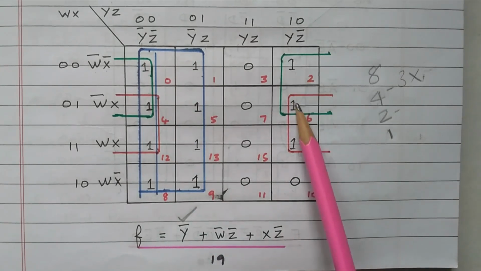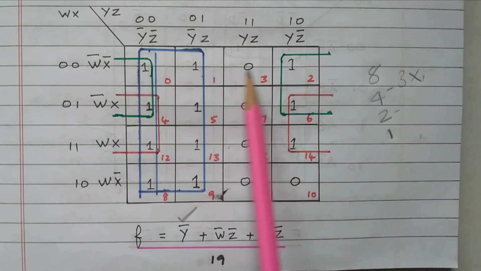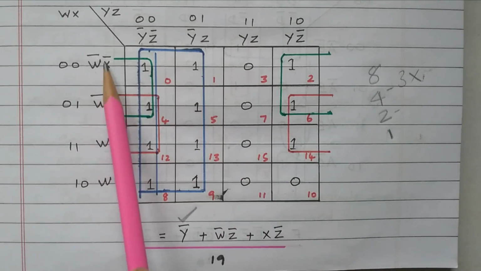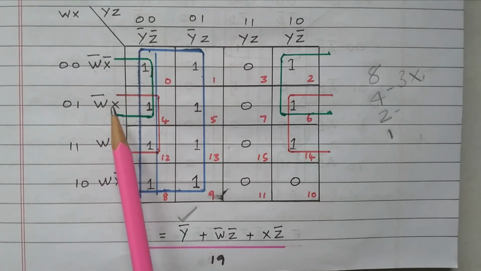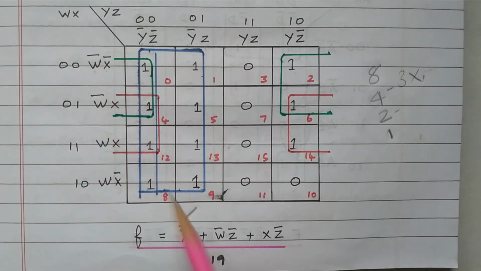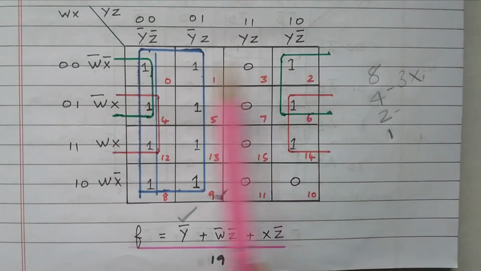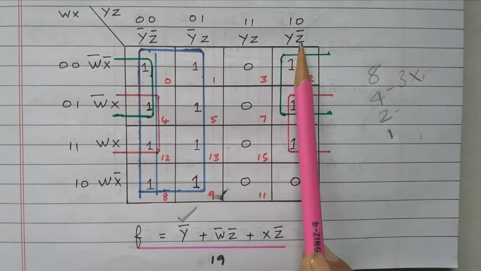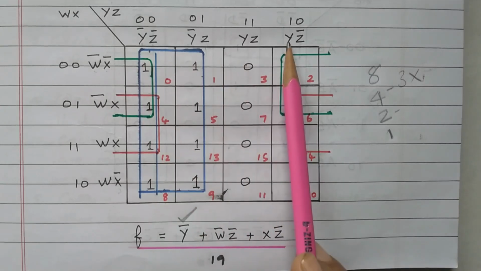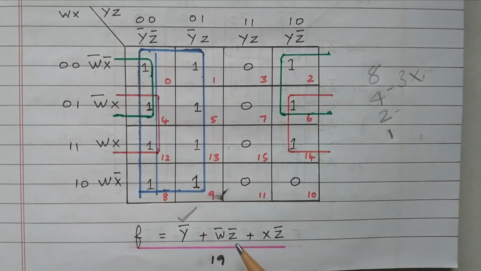The second grouping is these two cells and these two cells, on the right side and left side. Correspondingly we refer to the first row and second row. What is available here? W bar X bar, W bar X. So X bar gets cancelled, and only W bar remains. Then we refer to the first column and last column, because we grouped in the first and last column. What is available here? Y bar Z bar, Y Z bar. So Y bar Y gets cancelled, and only Z bar remains. So that is available here.